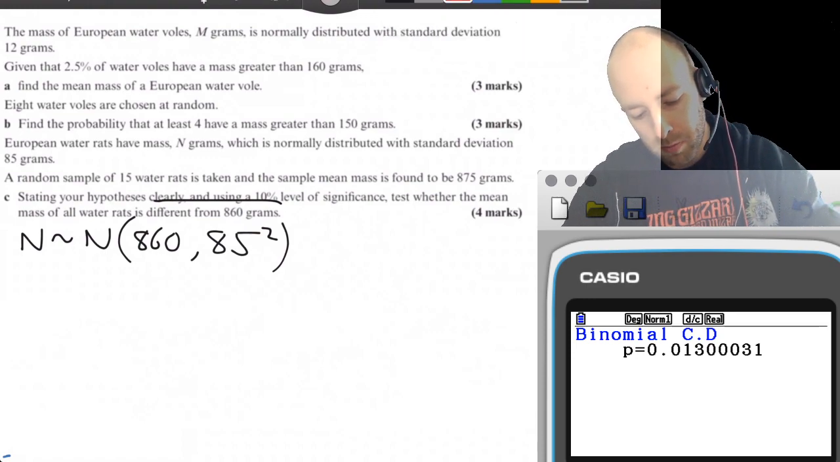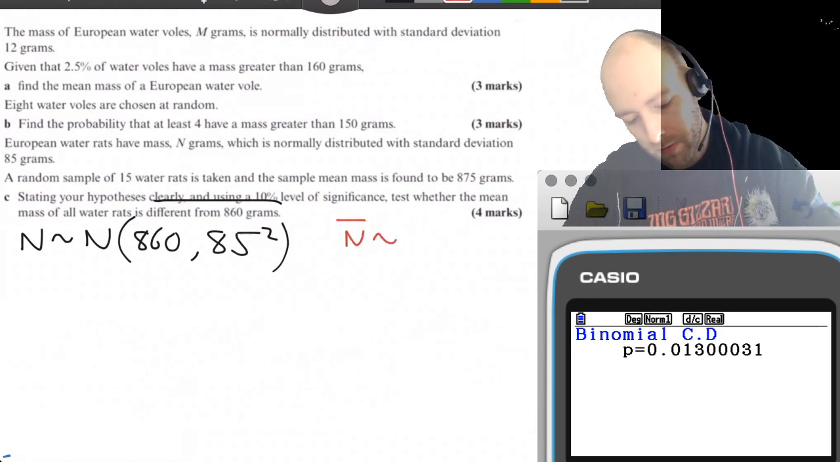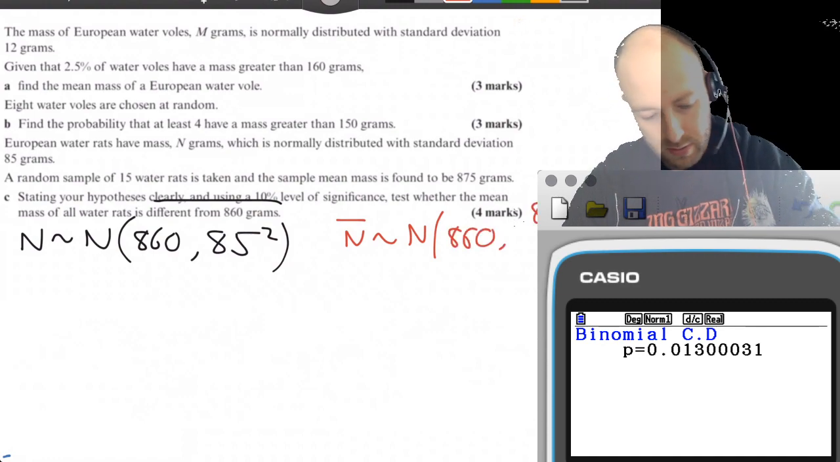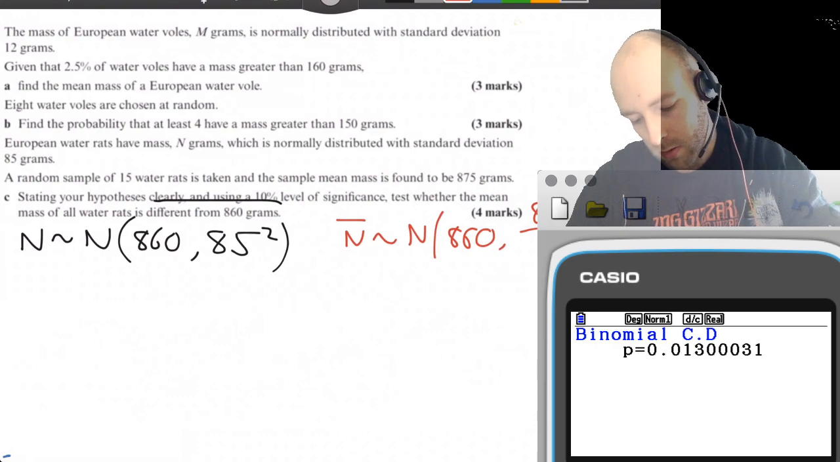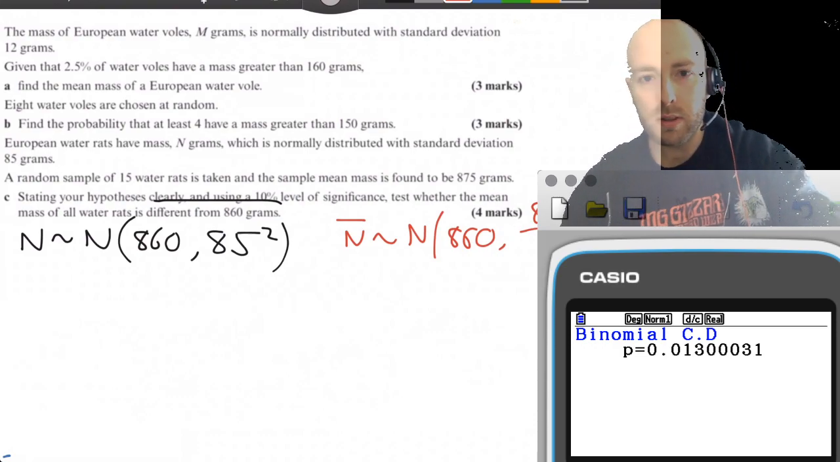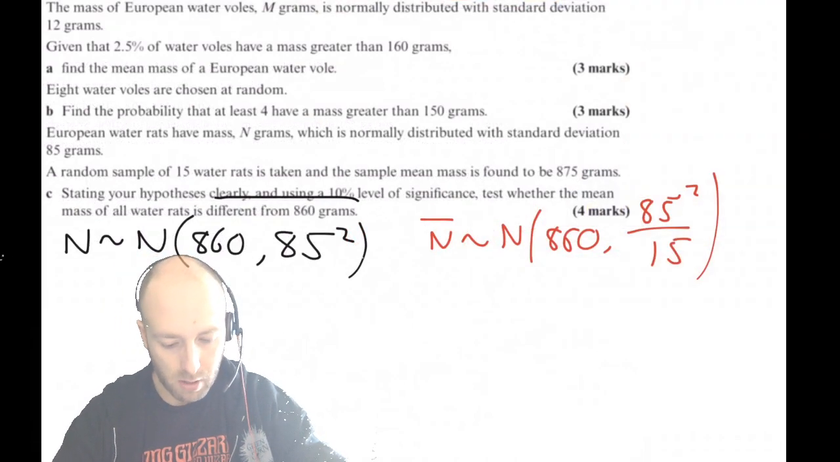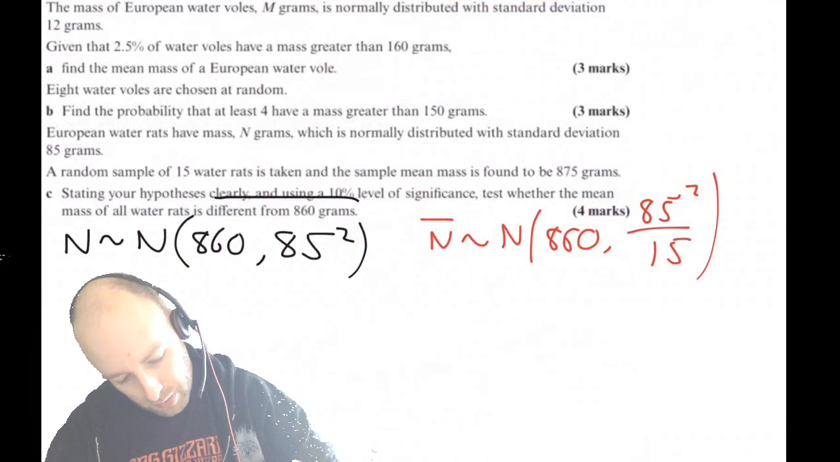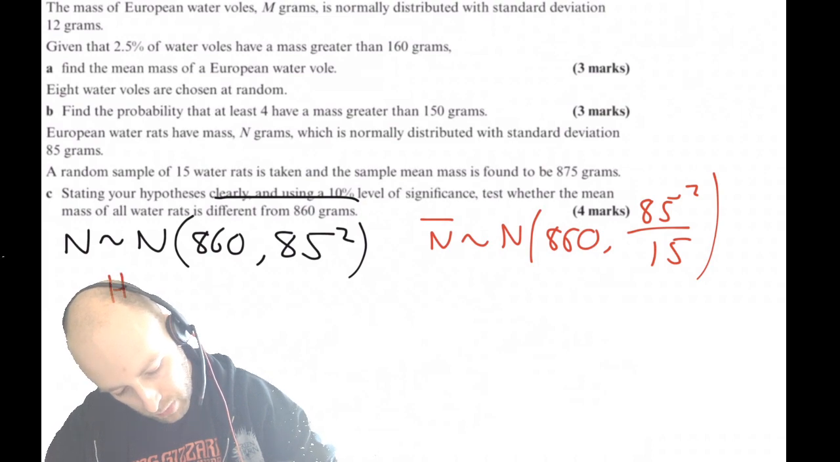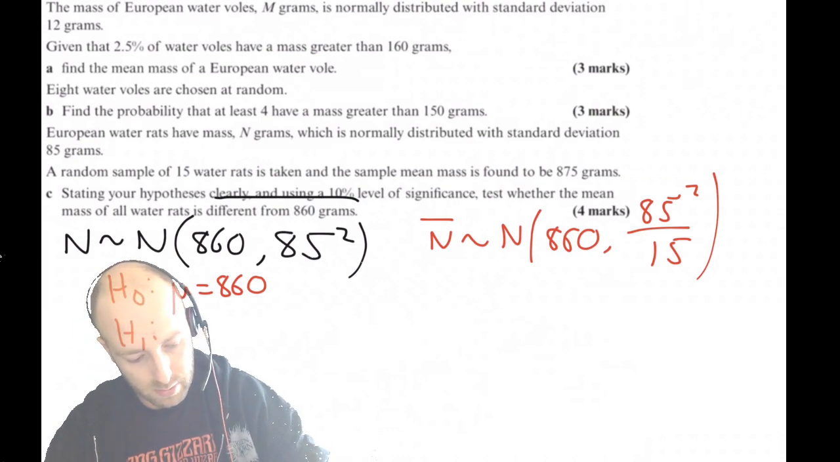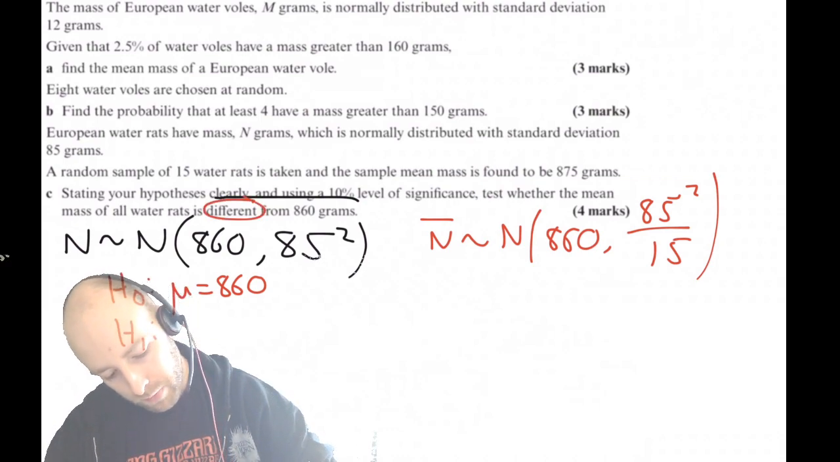Our mean distribution will be N(860, 85 squared over the sample size). The sample is 15. So all set up, ready to go. All right, we need to state our hypotheses. H0: mu is 860. H1: it's a two-tailed test because it says different, so mu is not 860.